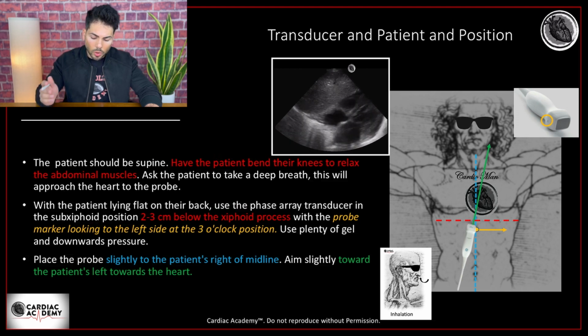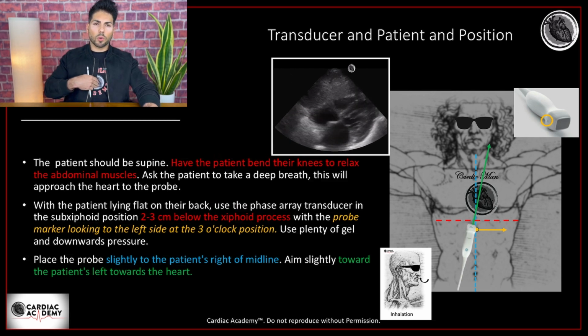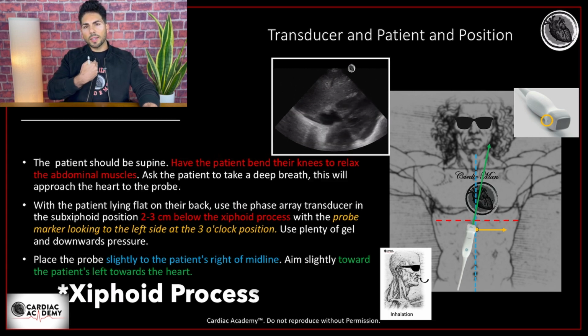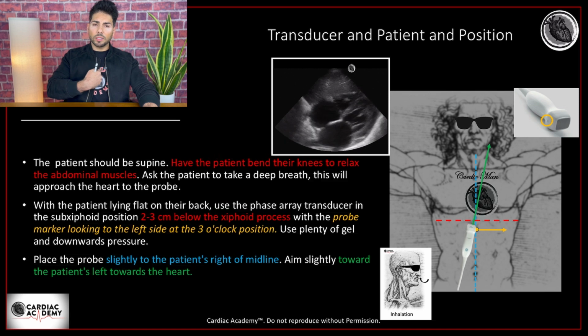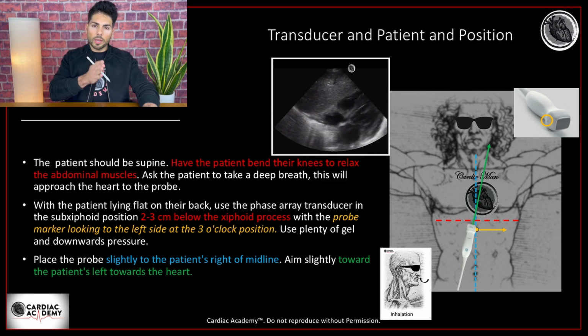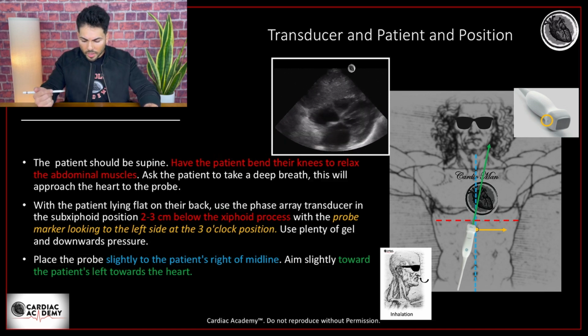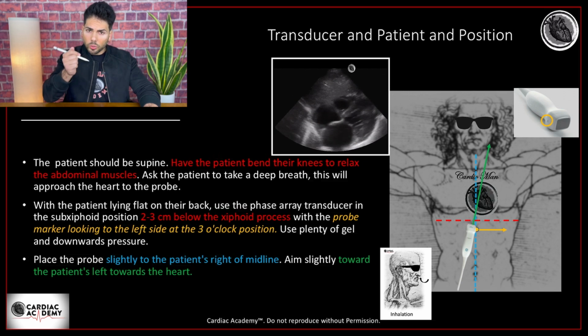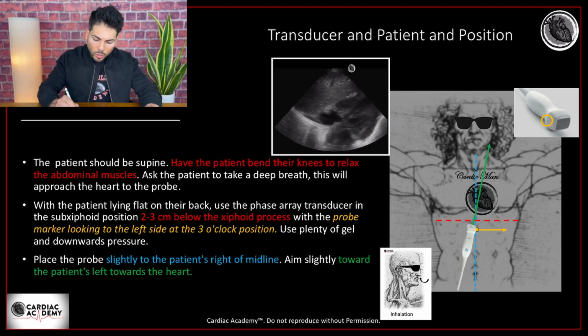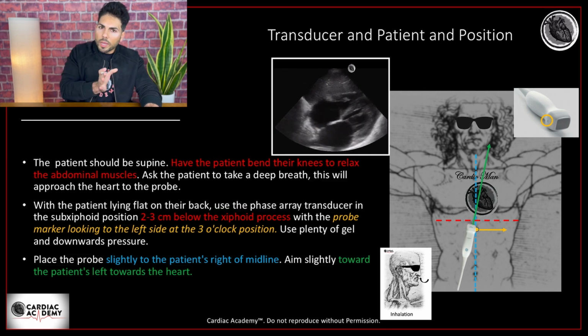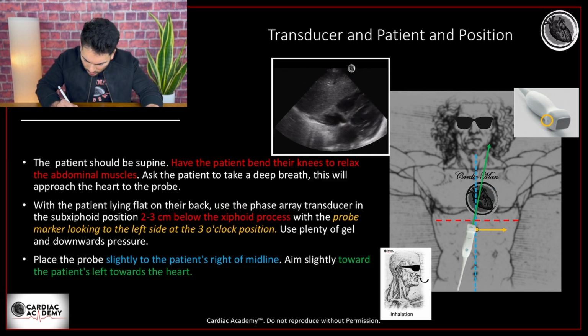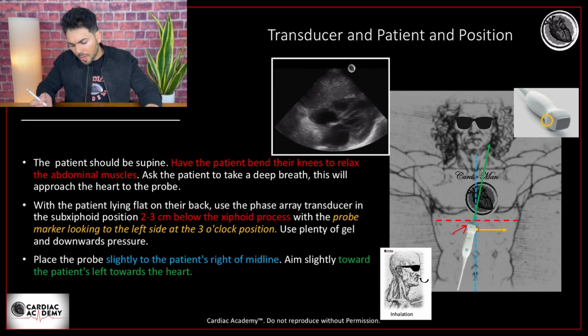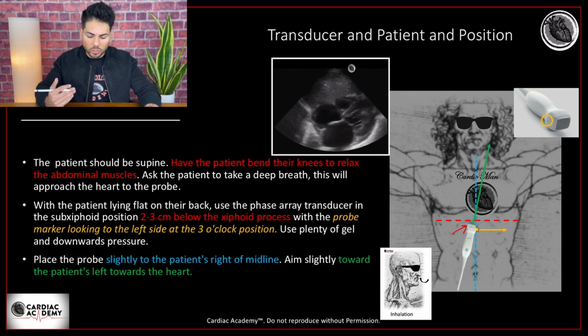All right, once you do that, you're going to look for 2 to 3 centimeters below the xiphoid, and you're going to divide the patient's chest in two, the right hemidiaphragm and the left hemidiaphragm. Your probe should be located more toward the right side. If you look here, you can see how the probe is more towards the right side of the patient. However, it's going to be looking towards the left side of the heart, okay?